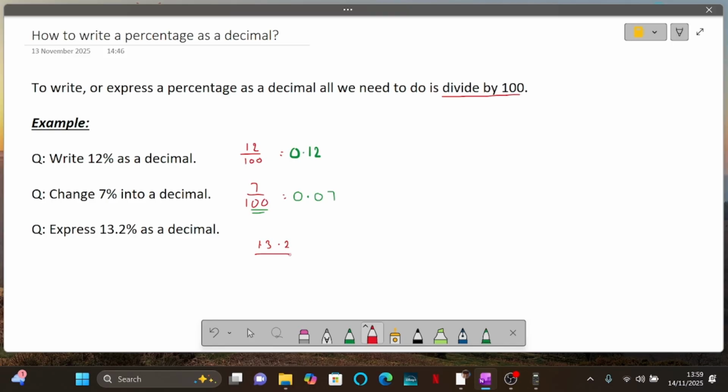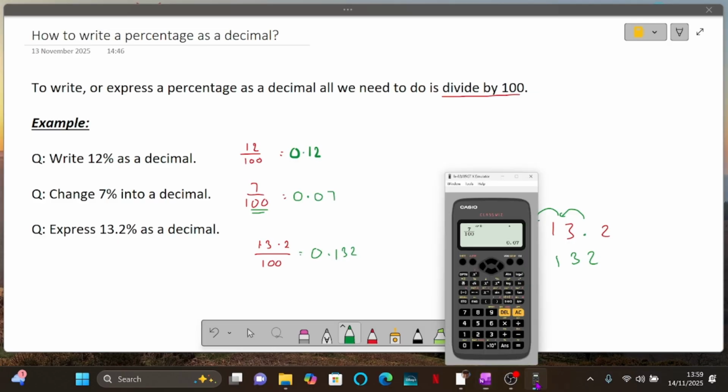13.2 over 100. So again, this is the same as moving the decimal point from its position here after the 3 and before the 2, to the left once, twice, because there are 2 zeros in the 100, which means the decimal point will be in this position here in front of the 1. So we have our 3 and our 2, and of course we're going to put a 0 in front of that as well. 0.132 is our final answer.